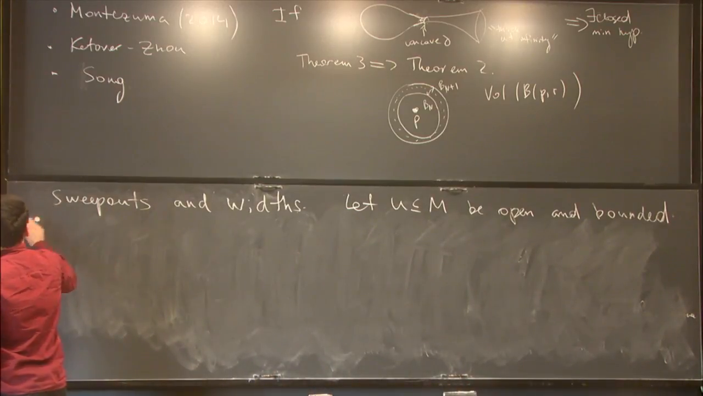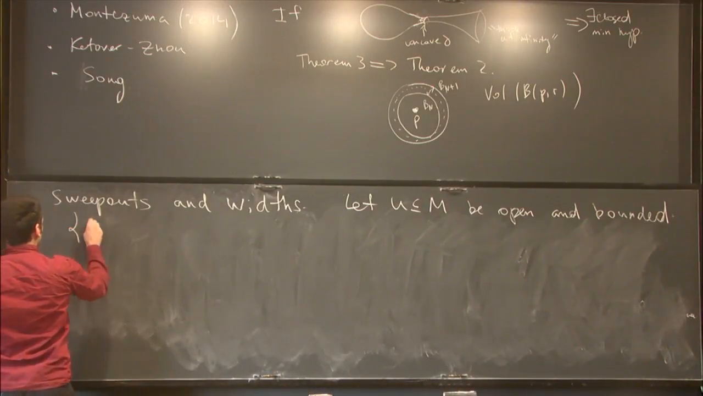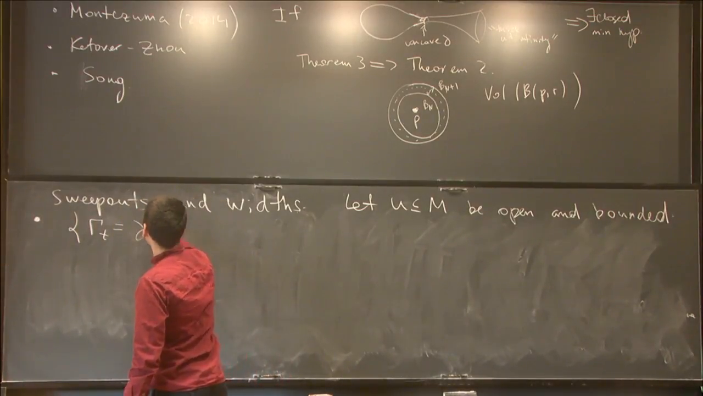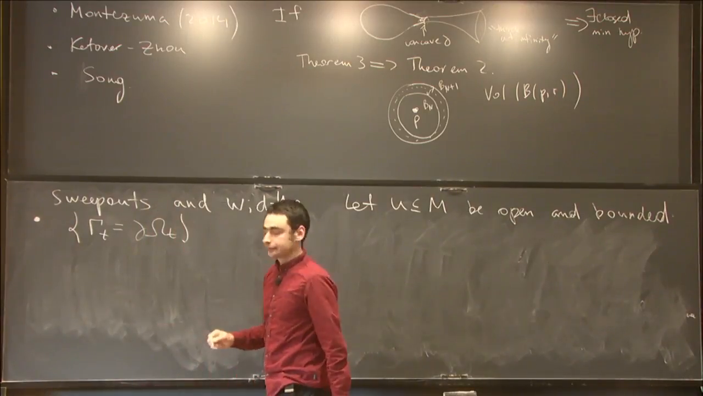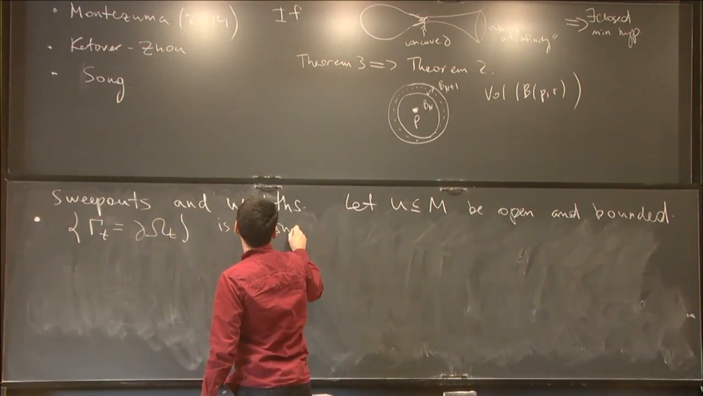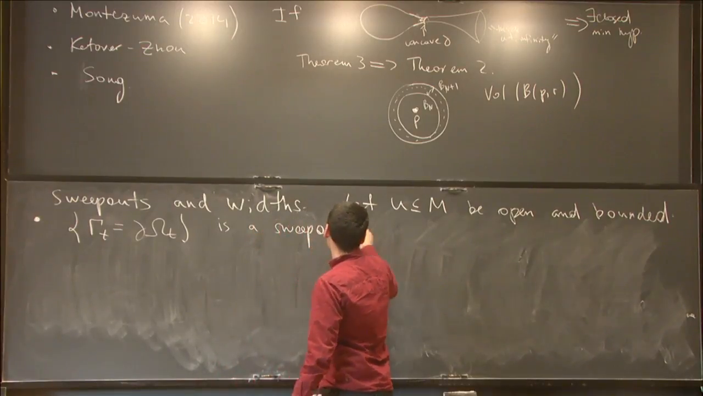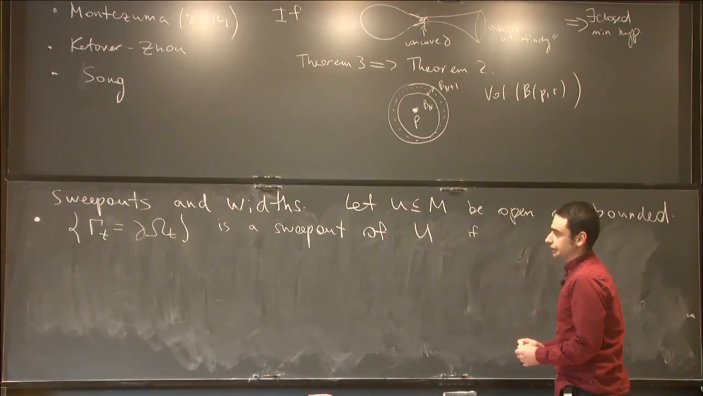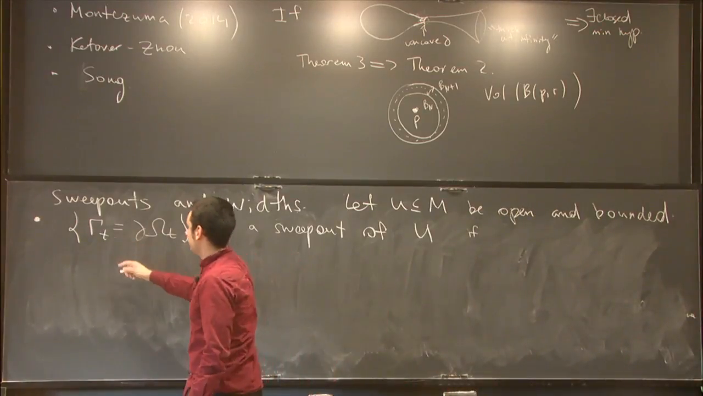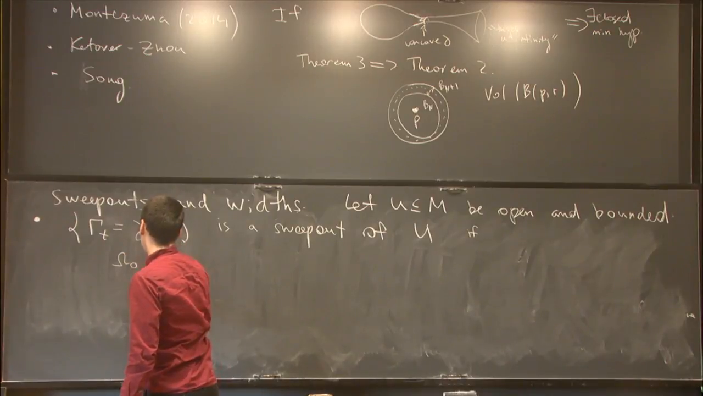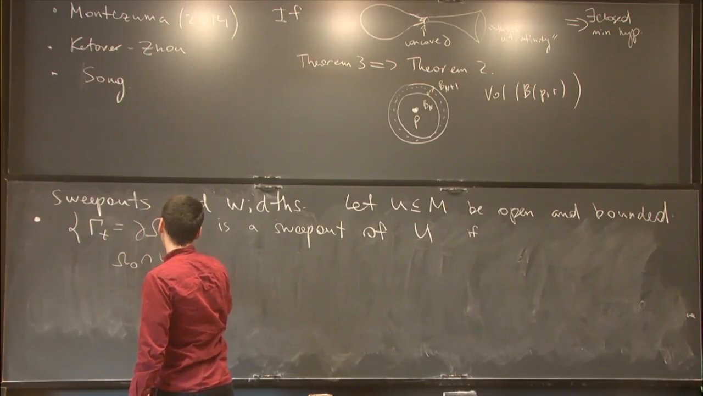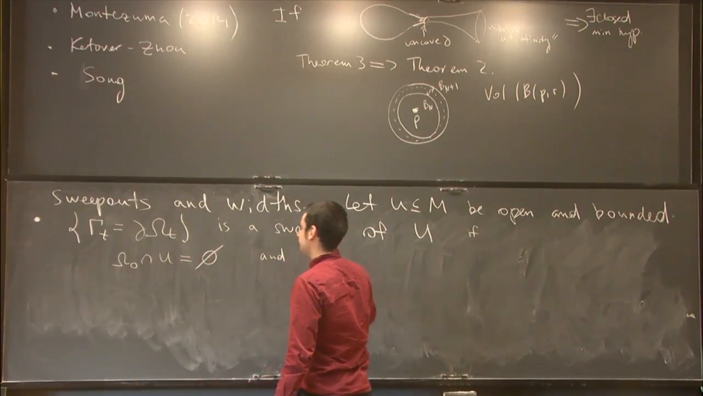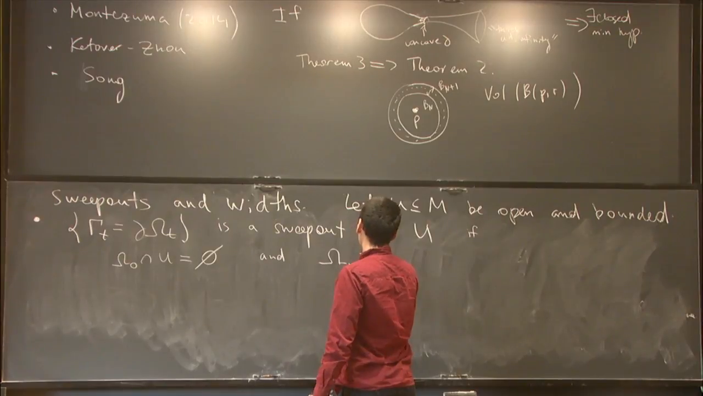First, we will say that a family of hypersurfaces gamma t, which will all be boundaries of certain open sets omega t, is a sweepout of the set U if the following condition is satisfied. The initial set omega 0 intersect U is the empty set, and the final set omega 1 contains U.